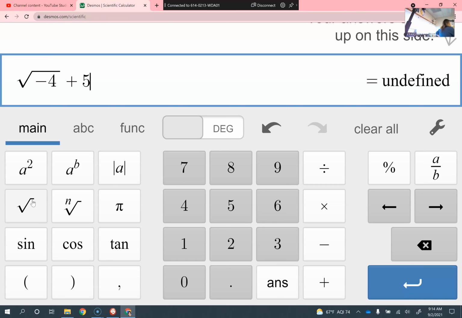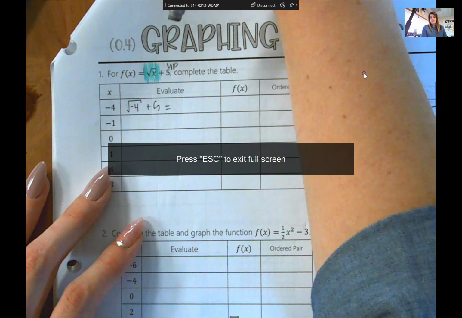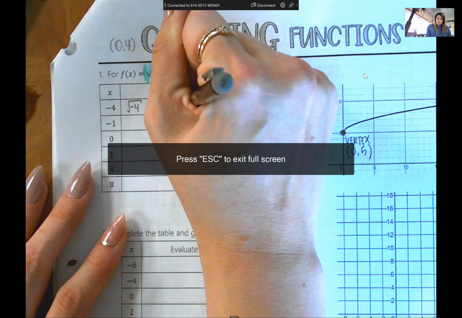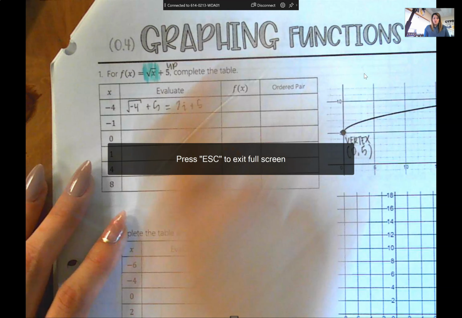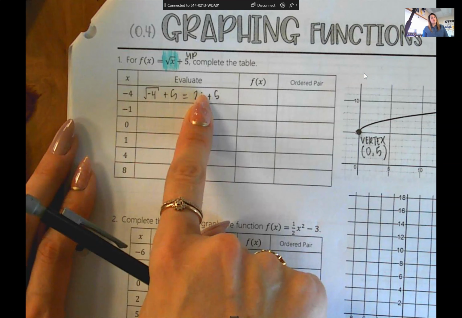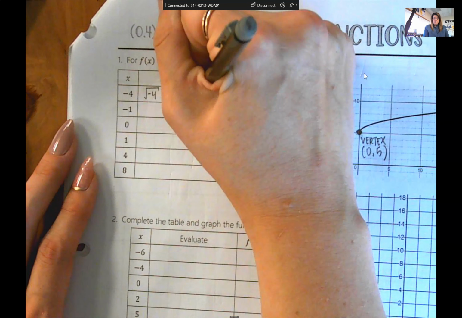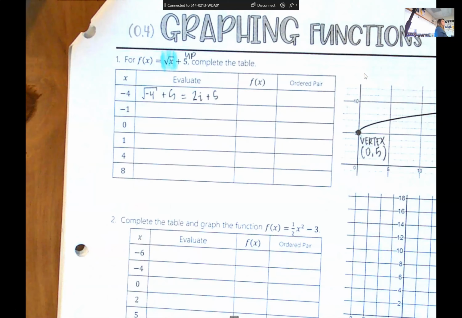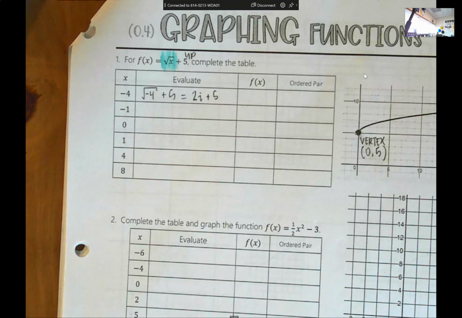And Desmos is not giving me a value. If we plugged it into your calculator, it would give you an error, because it turns out we can't have a negative root. This is not allowed. What this actually equals is 2i, an imaginary number, +5. The root of -4 goes to 2i. So we can't graph that. At -4, we can't put anything on the graph because we get an imaginary number.